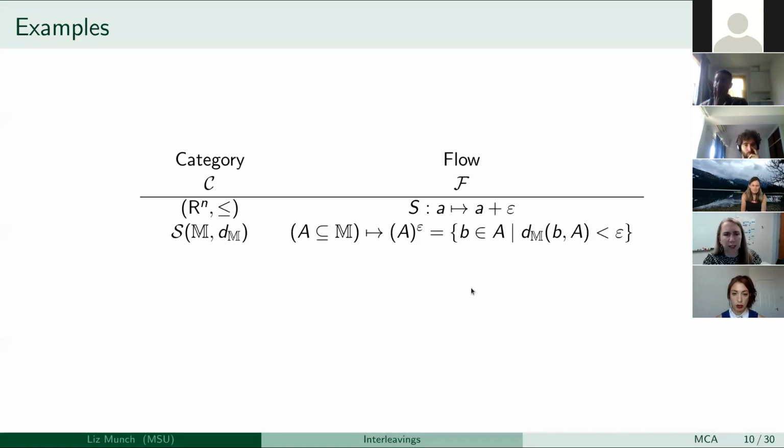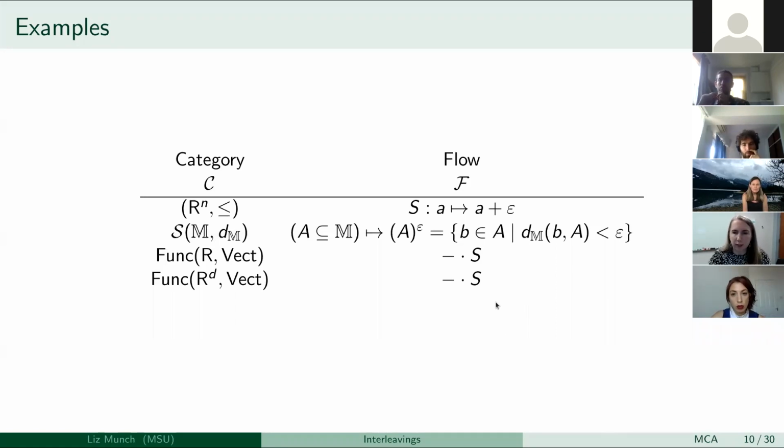I can do things like, so this notation on the left is actually subsets of a metric space. So M is a metric space, D is a metric on the metric space, and then I'm looking at subsets with inclusion as my poset structure. And again, if I take subsets of my metric space and I look at changing that subset by thickening by epsilon, so essentially just spread out to all the points that are epsilon away, that also gives you a flow operation.